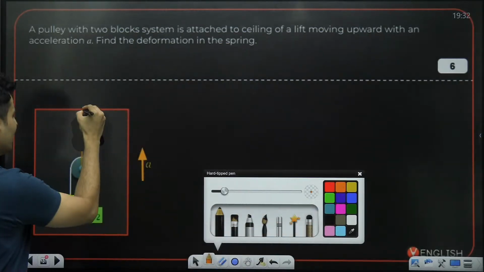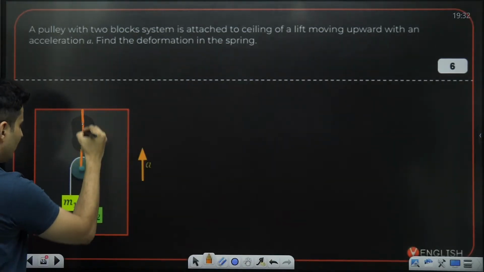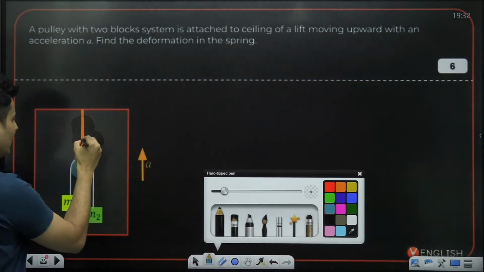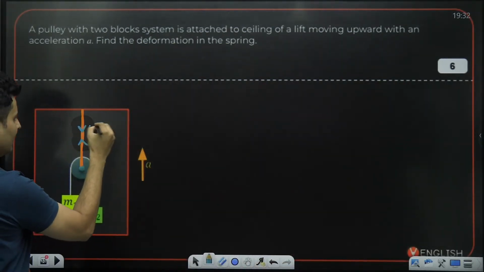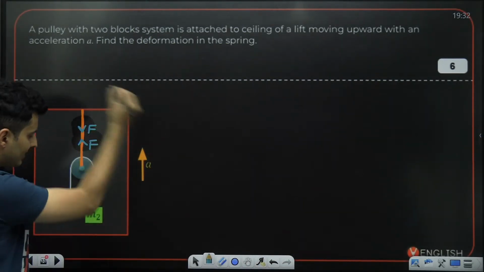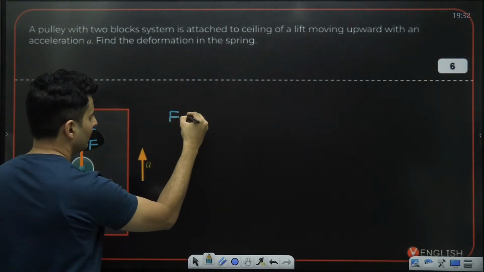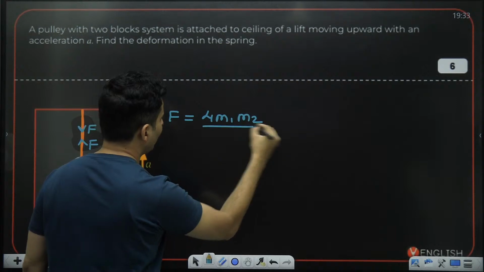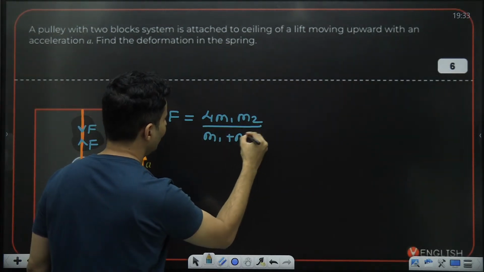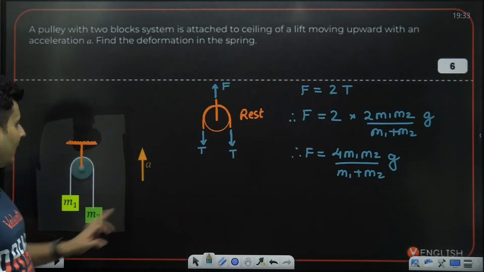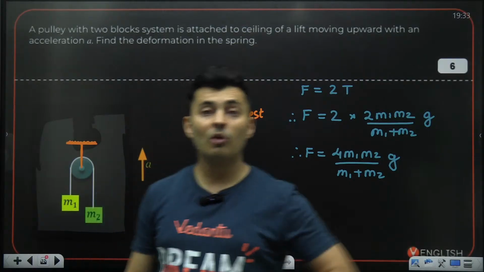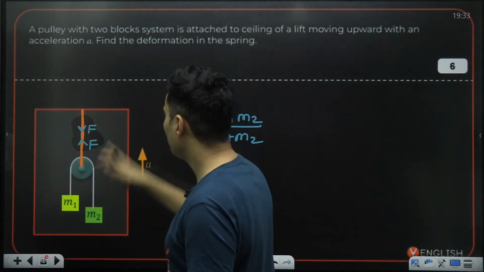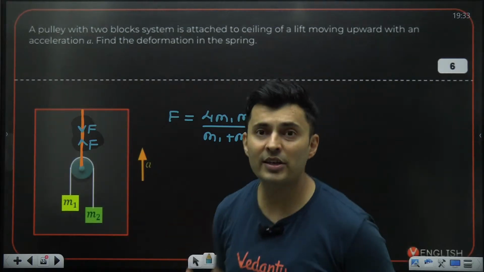If you just think about this particular element now, how much will be the force in this element if this entire setup was in a lift? The difference will be exactly only in g. Still 4m1m2 by m1 plus m2 will be there. Instead of g, what will now come? Think. Because it is in a lift, and the lift is going up.